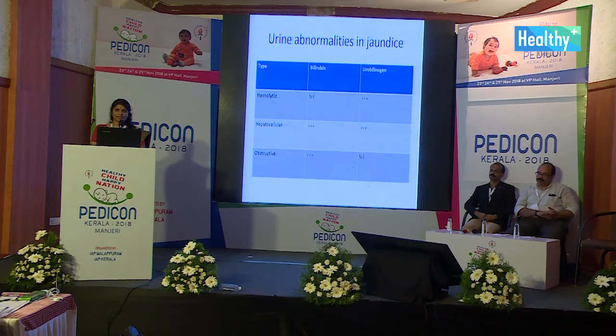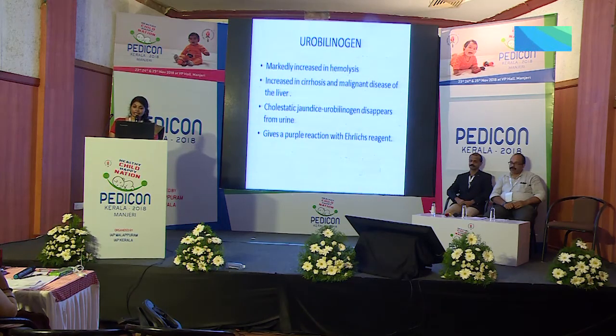Urine abnormalities in jaundice, this is the most basic of slides, and I always remember Riya sir emphasizing on this. So hemolytic, the bilirubin is nil and the urine urobilinogen is positive. Hepatocellular, both the bilirubin and the urobilinogen will be positive. And obstructive, the bilirubin will be positive, but the urine urobilinogen will be negative. Urine bilirubin presence indicates hepatobiliary disease. Urobilinogen is markedly increased in hemolysis and increased in cirrhosis and malignant diseases of the liver. And in cholestatic jaundice, urobilinogen disappears from the urine.